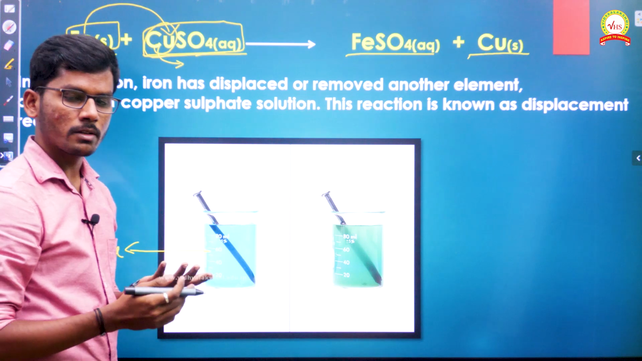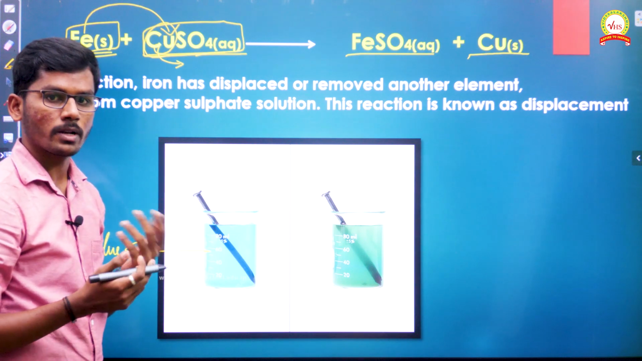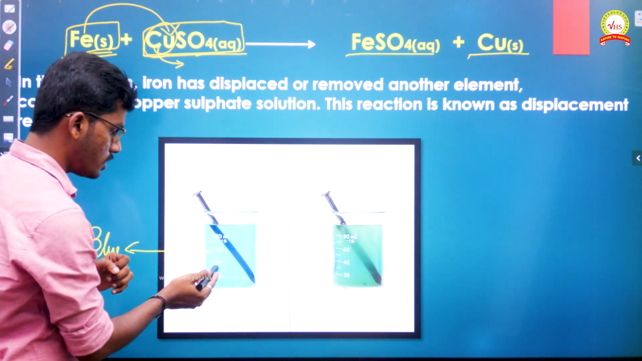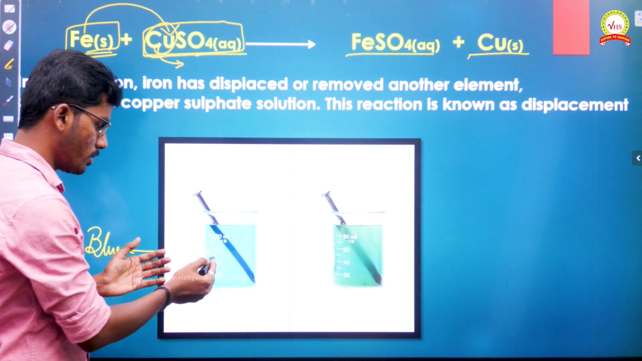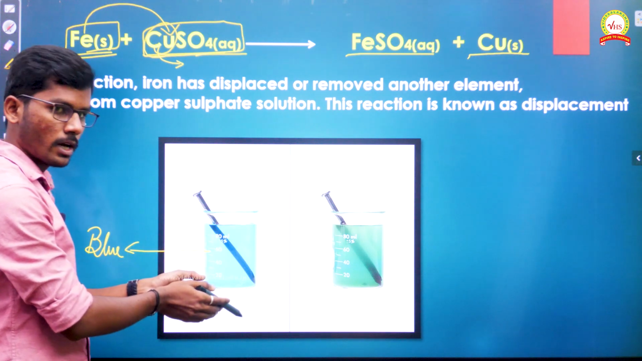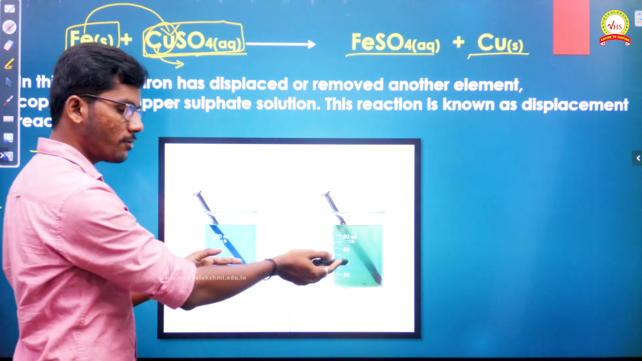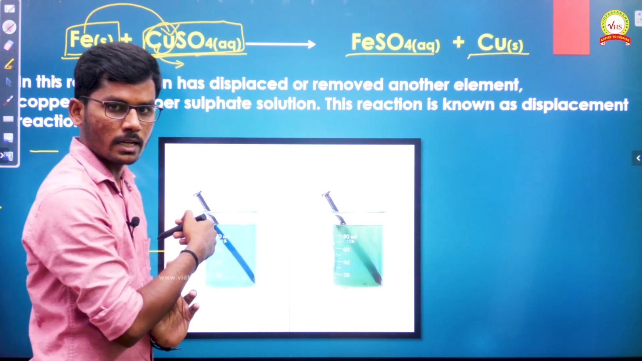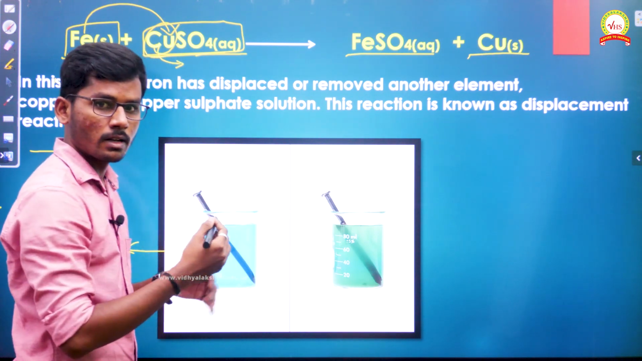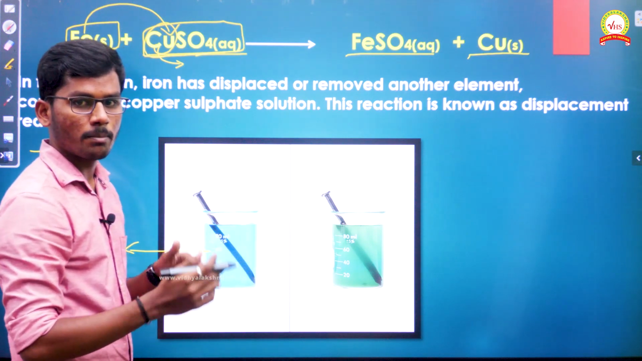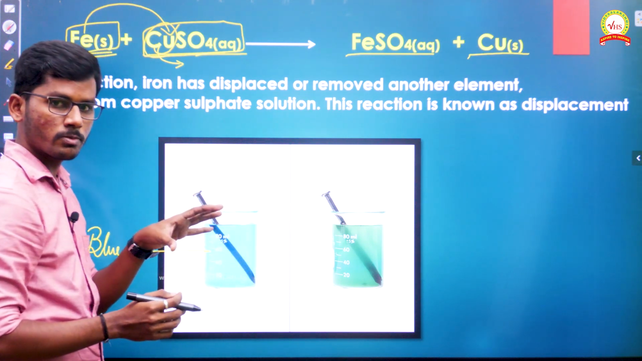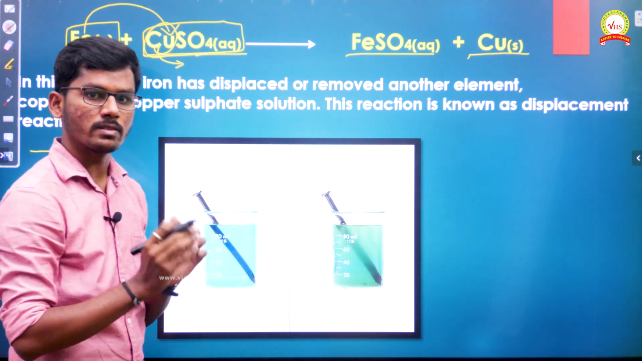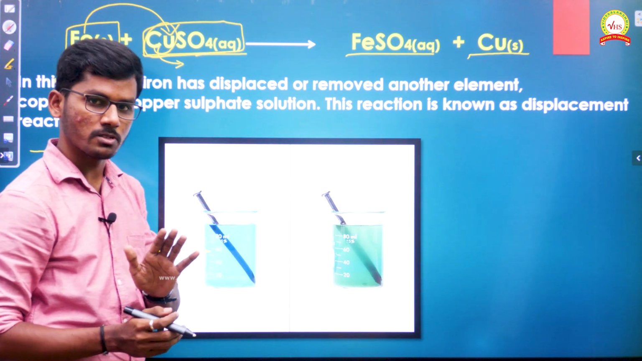So how can we predict whether the displacement reaction has happened or not? By seeing itself, we can predict. If you see here, before the reaction, copper sulfate is blue in color and I have dipped the iron nail. After the reaction, the blue color of the solution has turned into a pale green color. So with this, we can assume whether the reaction has happened or not. So mainly for displacement reaction, we can assure the reaction has happened by seeing the color change. This is what displacement reaction is.